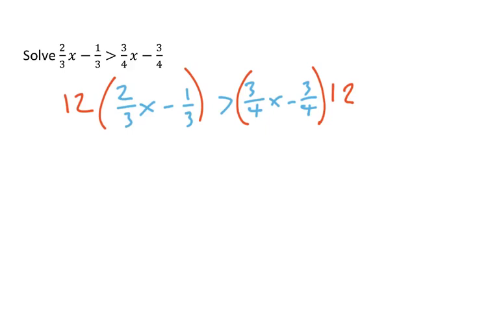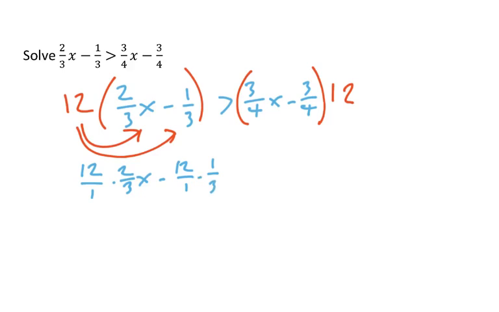Because there's more than one term, I'll use the distributive law and distribute the 12 across both terms on the left. That will give me, let's think of the 12 as 12 over 1, 12 over 1 times 2/3 x minus 12 over 1 times 1/3. On the other side, again, distribute the 12 across both terms. We would have 3/4 x times 12 over 1 and 3/4 times 12 over 1.